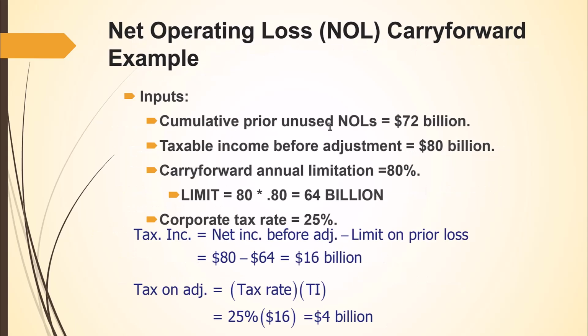So let's assume that in the past we've accumulated a total of 72 billion in net operating losses. This year's taxable income is 80 billion. How much can we deduct from this year's taxes? The limit is 80%. 80% of 80 is 64 billion. Our tax rate's 25%. So our taxable income would be the 80 billion taxable income minus the 64 billion write-off. So now we have profits of 16 billion. Multiply that by 25%. That tells us then that we have $4 billion in taxes.